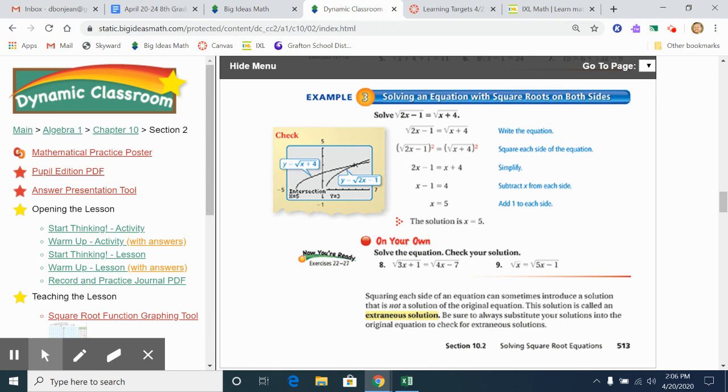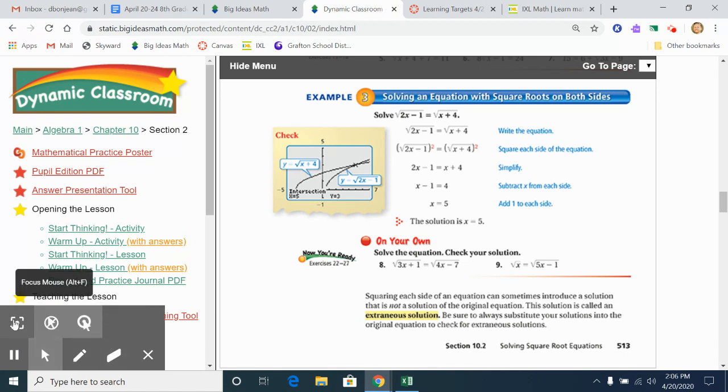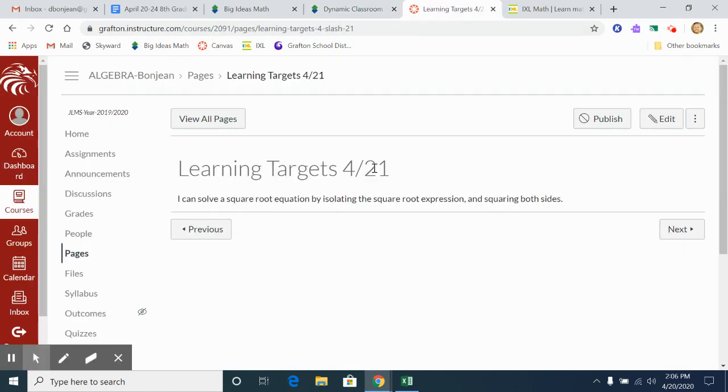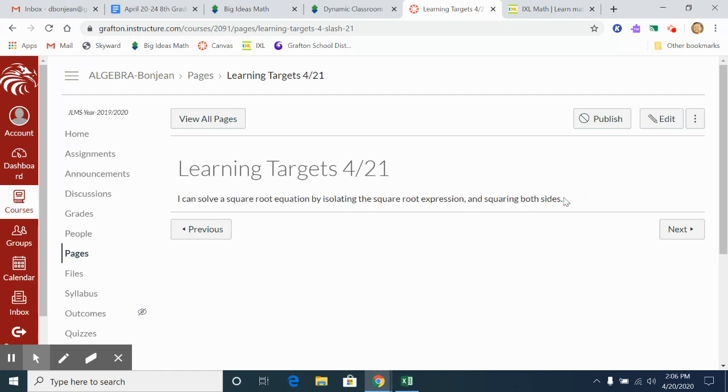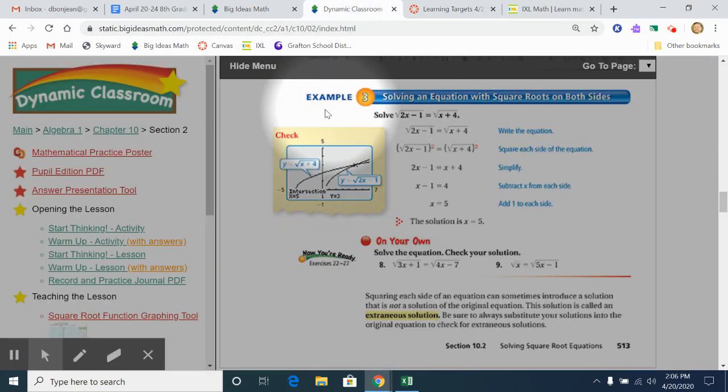Okay, so just to point something out, we still have the same learning target: that I can solve a square root equation by isolating the square root expression and squaring both sides. Still the same learning target. We're just going to talk about problems that look a little different today.